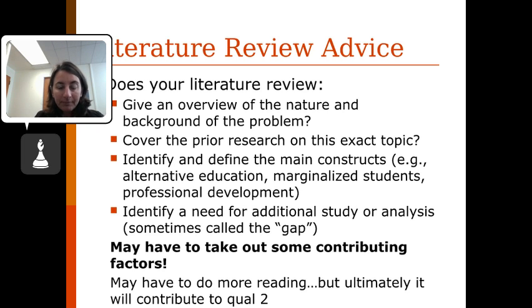Okay, number 1. Number 2, you need to be sure to cover the prior research on this exact topic. So if it's about one contributing factor, for example, then you would really highlight that contributing factor. You might even have to do a little more reading. Number 2, you need to identify and define the main constructs, so be sure to do that. And number 3, and this is something that I think is a little bit hit and miss in your conclusion paragraph, but for sure, go back and look at your conclusion paragraph and make sure you identify a need for additional study or analysis. And this is sort of the research gap.